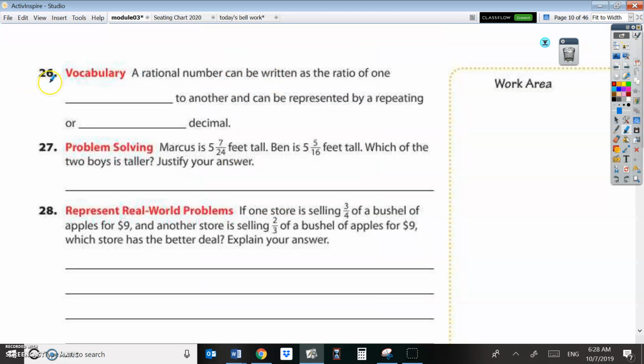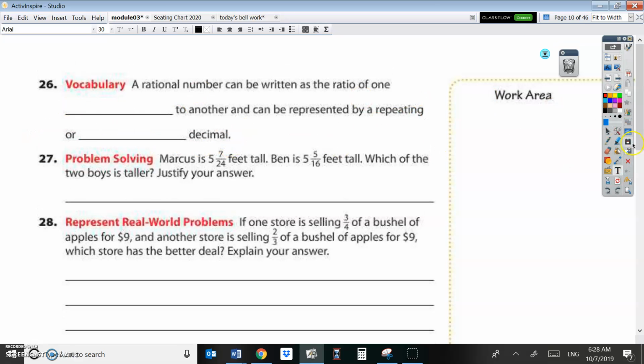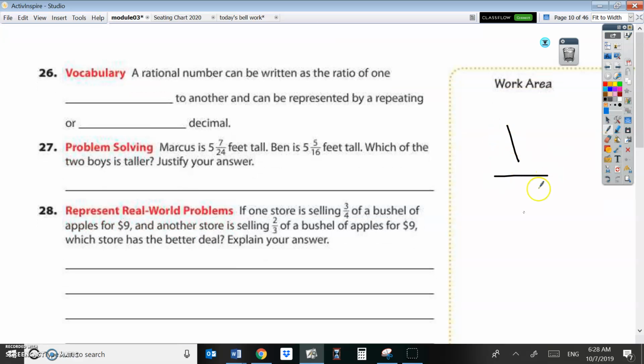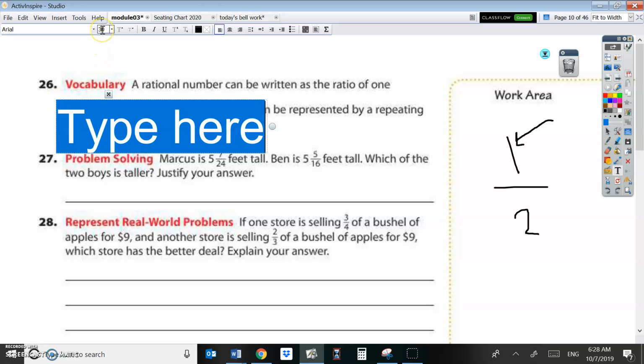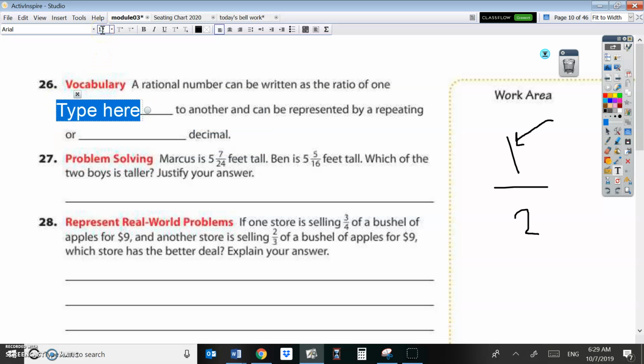So looking at this first problem here, a rational number can be written as the ratio of one integer to another and represented by a repeating or a terminating decimal. So remember, this could be a rational number, 1 over 2. So this right here is an integer. So the integer could be a terminating or could be a repeating decimal.